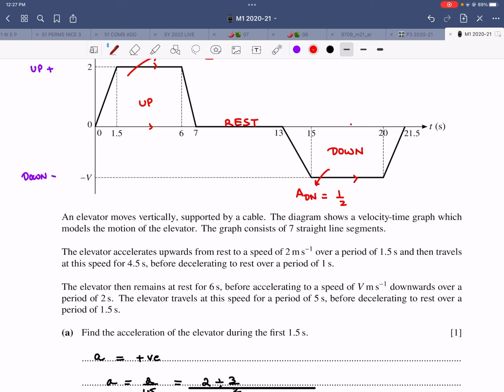This is area up and this is area down, that is half. These two are the parallel sides, 13 till 21.5, that's 8.5. And 15 till 20, that is 5. And the height is V. Of course, you will take the positive value of V because you're talking in terms of area. So basically, area up should equal area down. You would simplify and you will find the value of V.